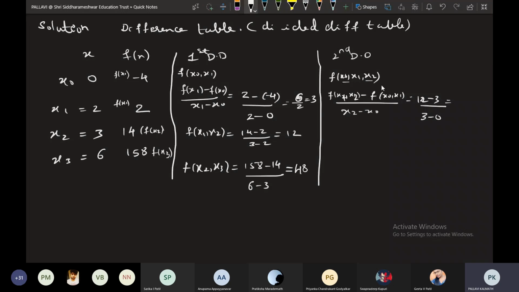9 by 3, which is equal to 3. Since it is the first example, I am explaining in detail. Okay, so what will be the next difference?